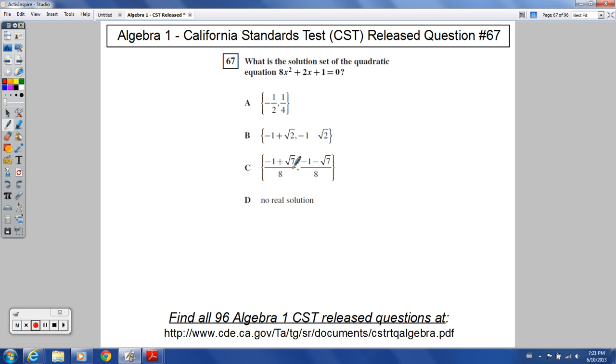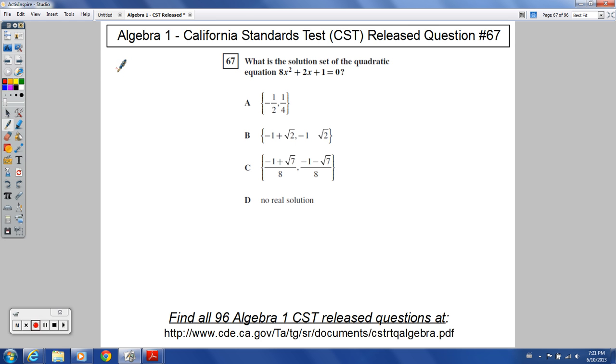But based on B and C, seeing there are two answer choices like this, it's more likely that you're going to have a square root or a radical left over in the end. That would lead me to believe that the quadratic formula would be the better way to go about attacking this problem. So let's figure out what that is.